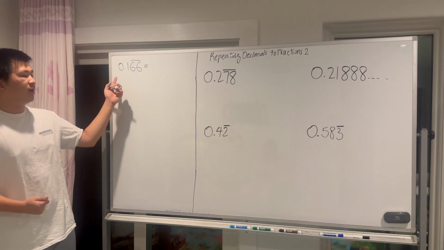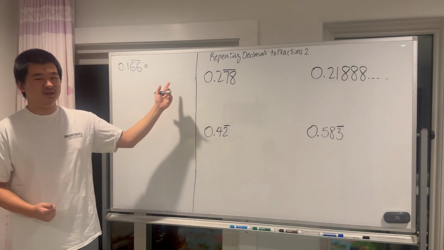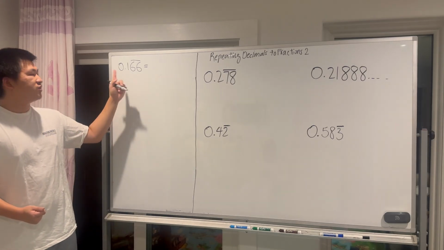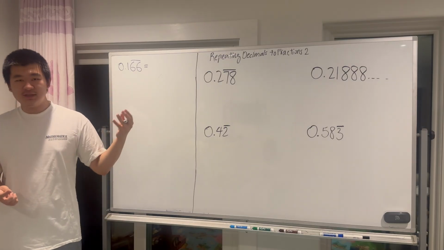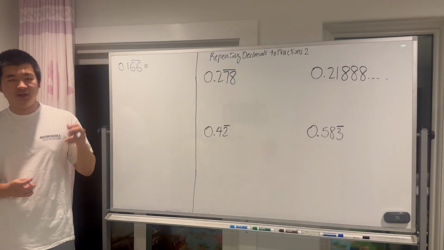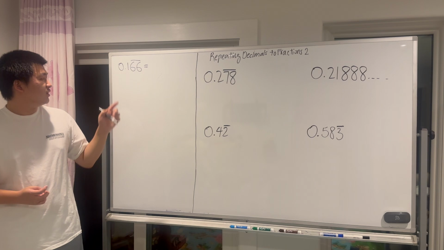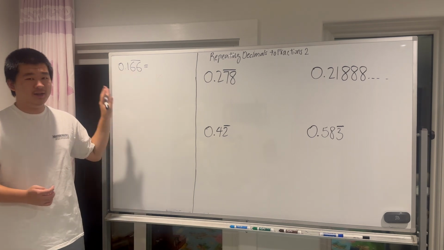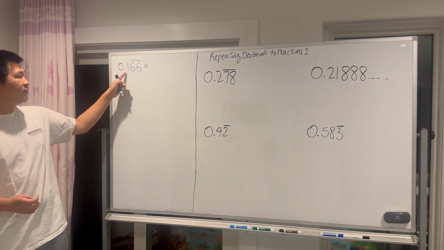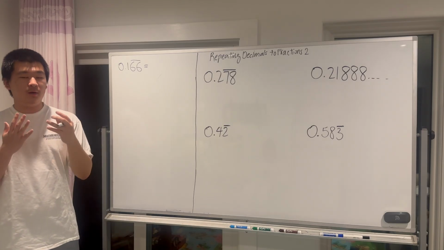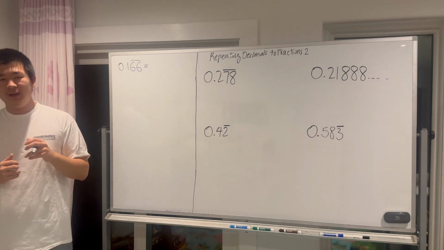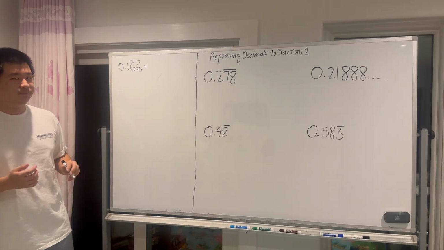But what if we have something like 0.166666666? The 1 never repeats, but the 6 does. And now this is definitely different from the last one, because whereas in the last one we could just say it's this over 999, here we can't do that because one of these doesn't repeat. So when we do our proof, we have to take that into account. So how can we tackle a number like this?